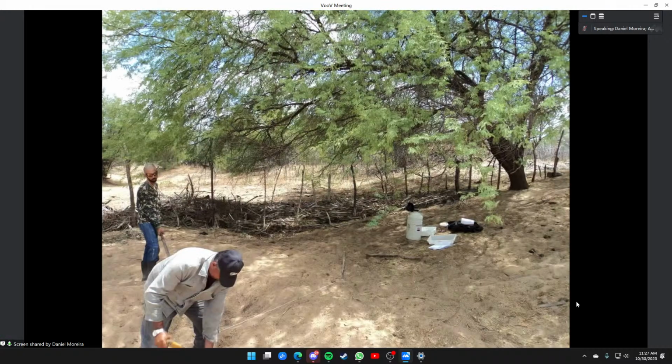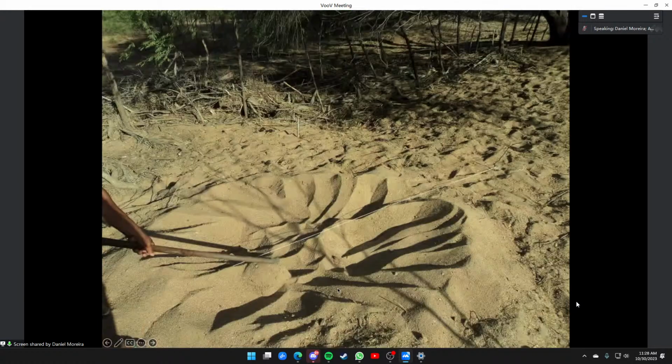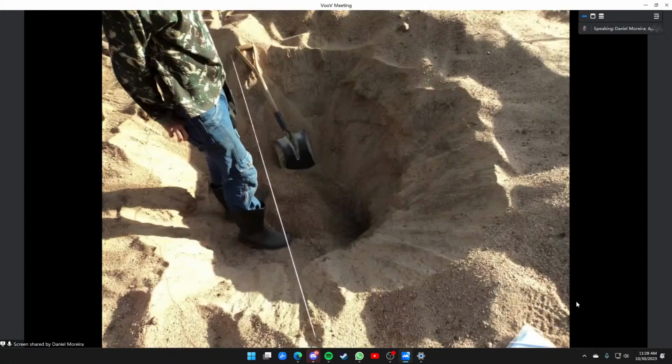So there we first mark the surface to record the depth of capture of animals. And then we start digging with shovels, and hopefully we find some animals during this digging. We can find animals as deep as 1.80 meters, but sometimes we dig, and we find nothing.